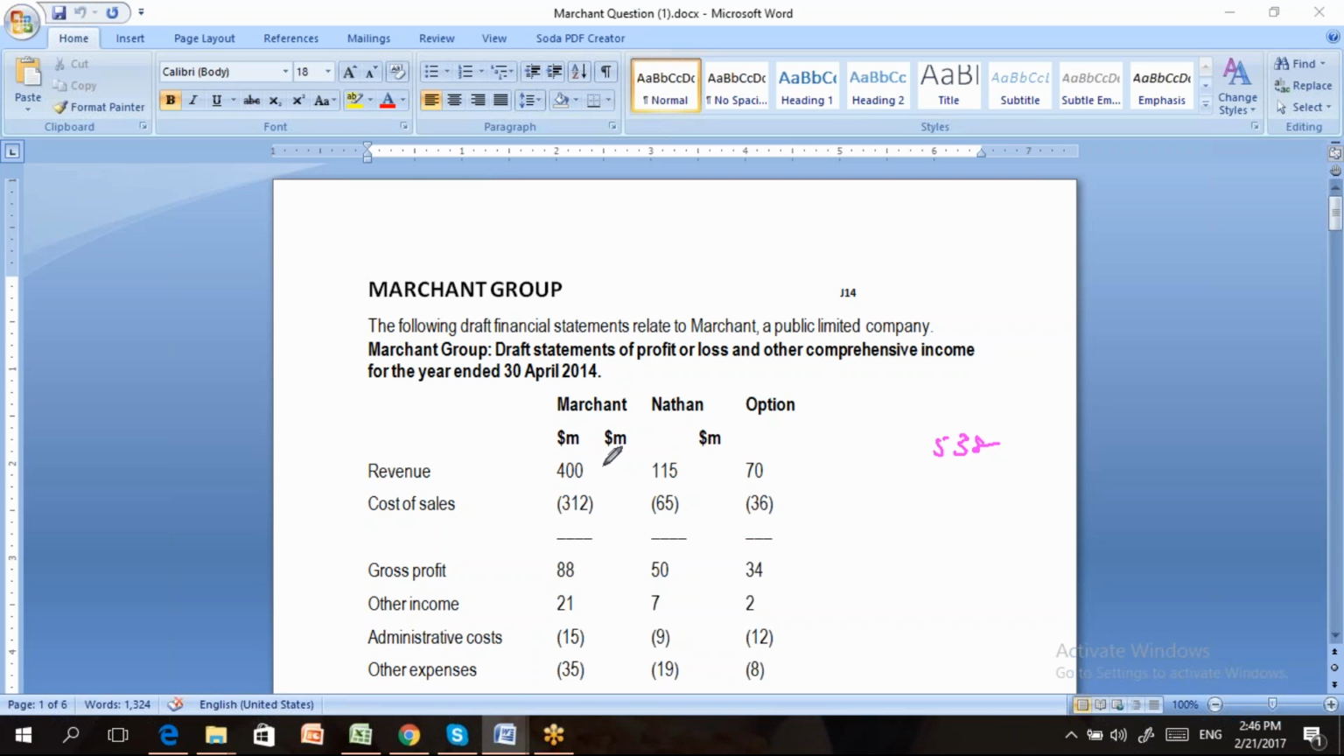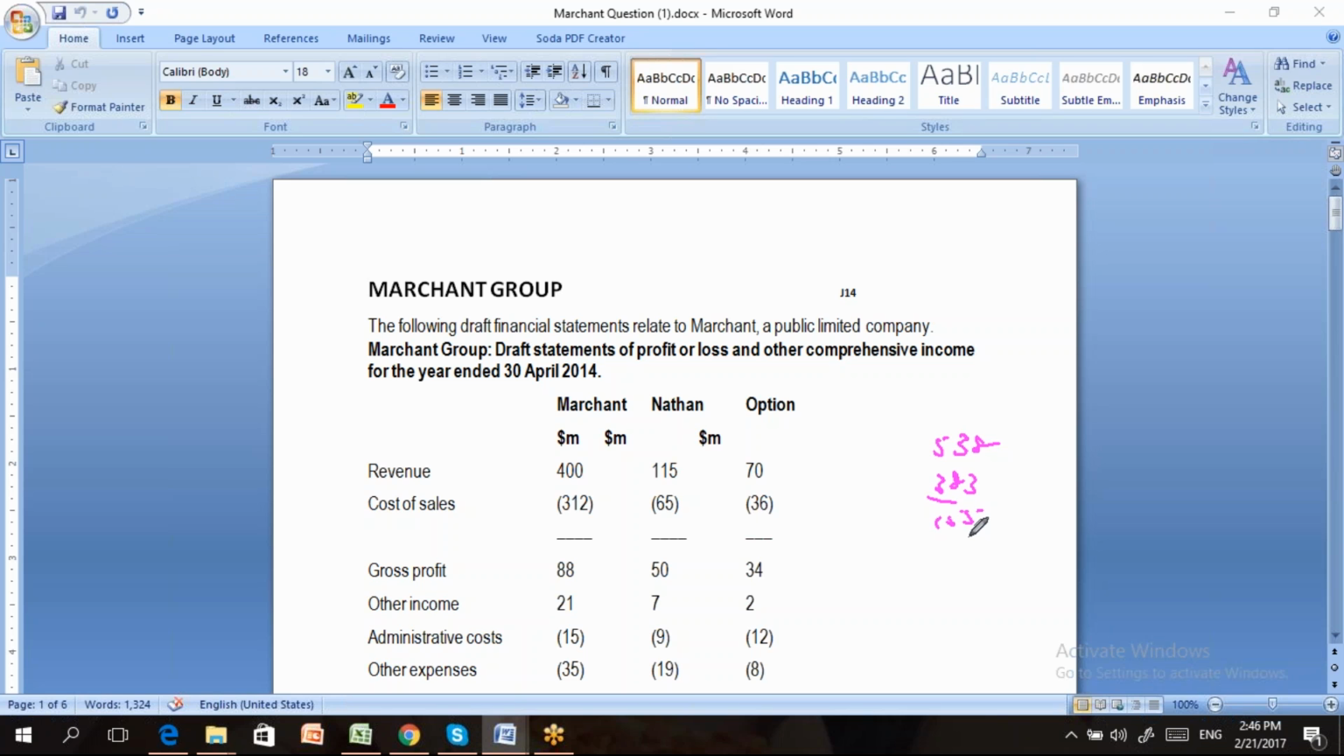Cost of sales will be 312 plus 65 plus 18 minus 12. The cost of sales will be 383. Yes, we've got that. Then we had the gross profit coming up to 155. Then the other income, we had a couple of adjustments on the merchant.